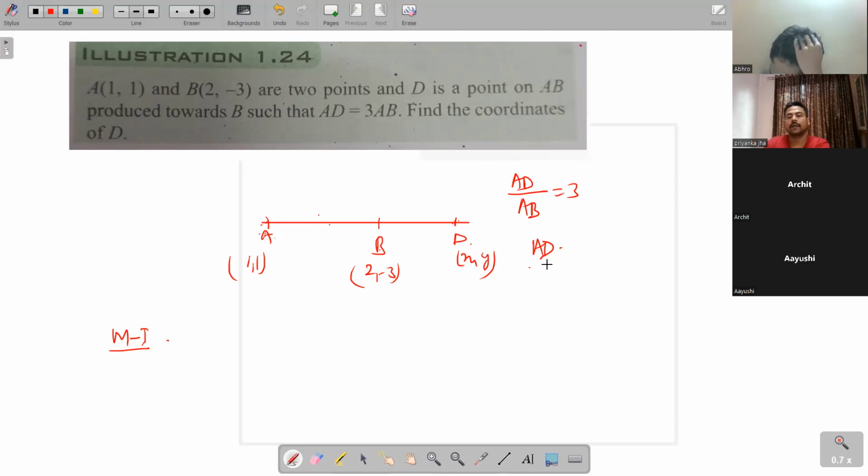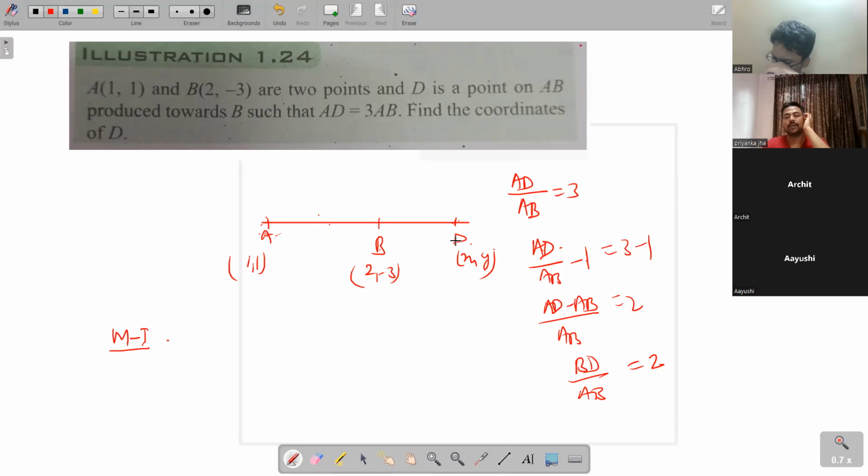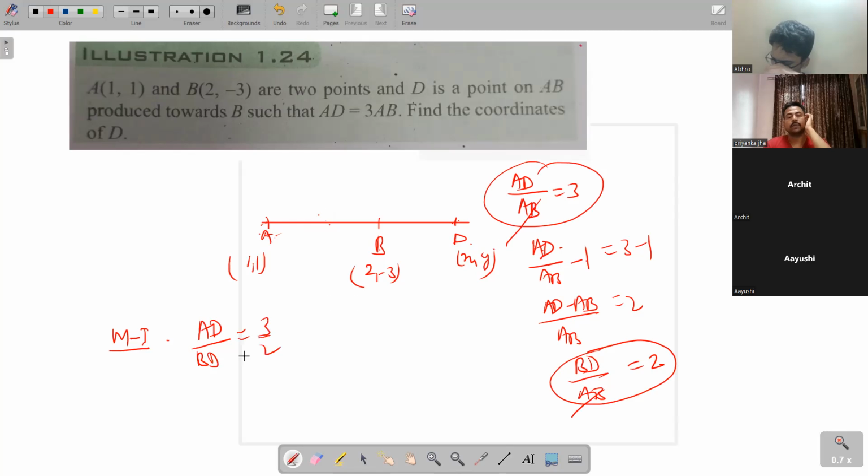AD upon AB, subtract 1 from both the sides. So it will be like AD minus AB. If you take LCM, AD minus AB upon AB equal to, so AD minus AB is going to be BD upon AB equal to, now you need AD upon BD. So just divide these two equations. So AB will be gone and you will have AD upon BD equal to 3/2. It means that we can say that D is externally dividing this into 3:2 ratio.